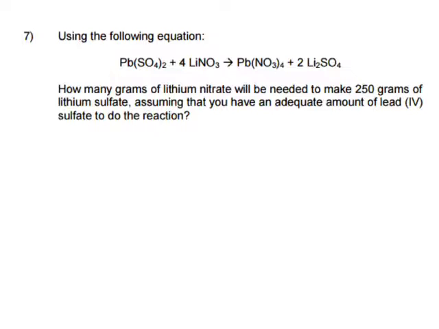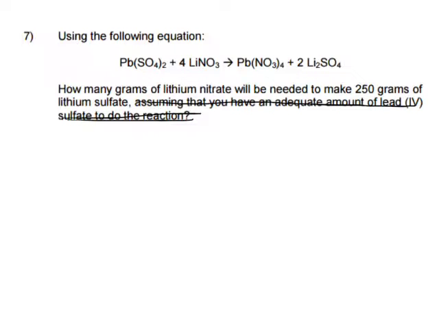So we have 1 mole of lead 2 sulfate reacts with 4 moles of lithium nitrate to produce 1 mole of lead 4 nitrate and 2 moles of lithium sulfate. All right, so the question says how many grams of lithium nitrate will be needed to make 250 grams of lithium sulfate, assuming that you have an adequate amount of lead 4 sulfate to do the reaction. So we already know we've got some excess information that we can go ahead and cross out.